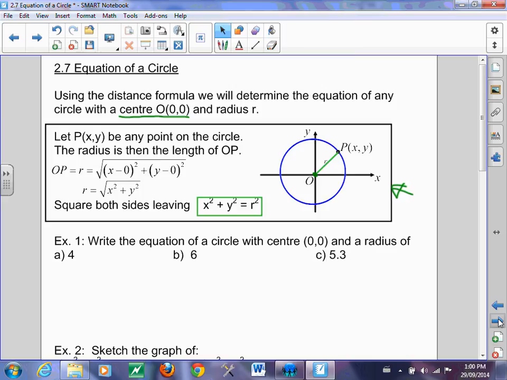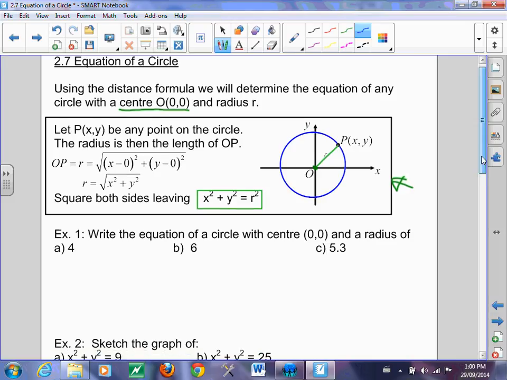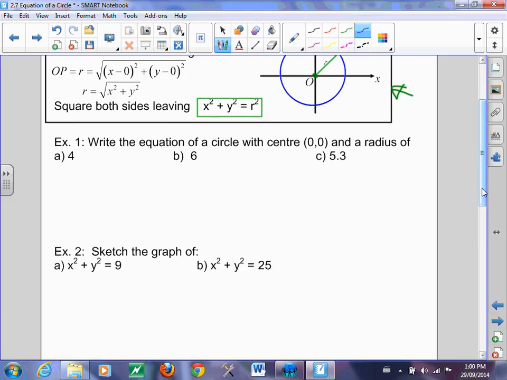And r, remember, is the radius. It's a distance. It's the distance from the origin to a point, and it can never be negative because it's a length, right? All right, so we're going to start it off really easy, guys. You ready? Example 1 says, write an equation of a circle with center 0, 0, and a radius of 4.